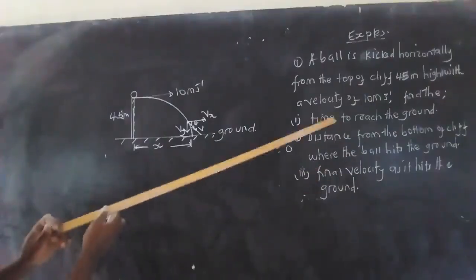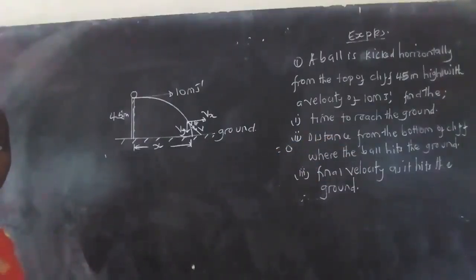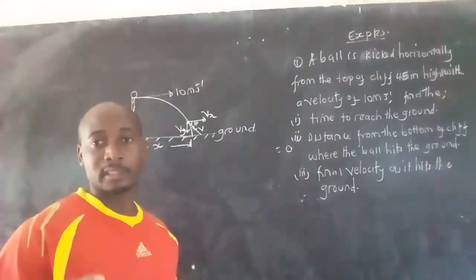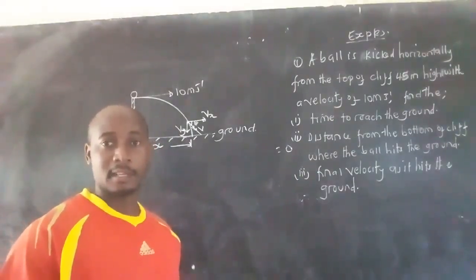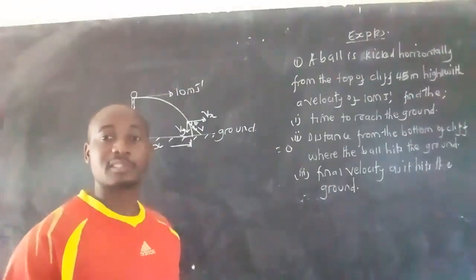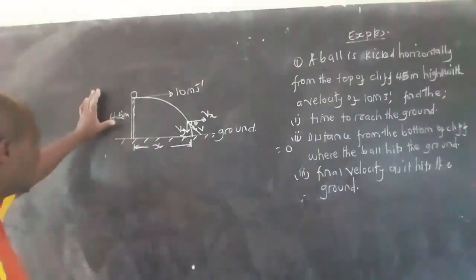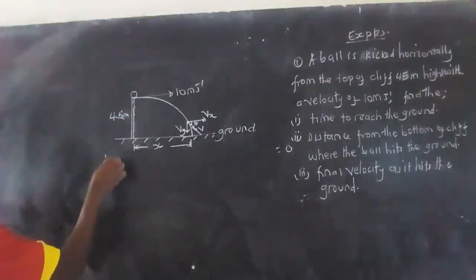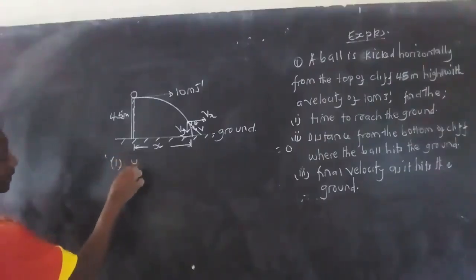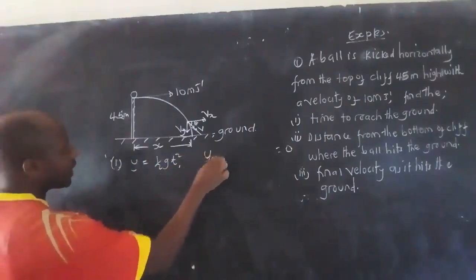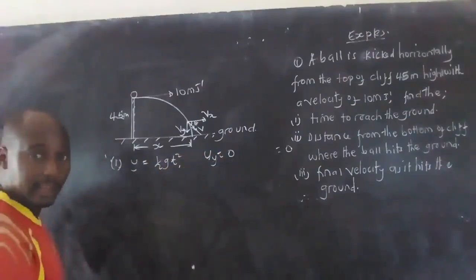Now, first is the time to reach the ground. We have the 3 equations: y is equal to half gt squared, vy is equal to gt, and x is equal to u times time. Which of those can be used here? We have y, so we can use that one. y is equal to a half gt squared, because we said that uy is equal to 0, that's why the ut term is not there.